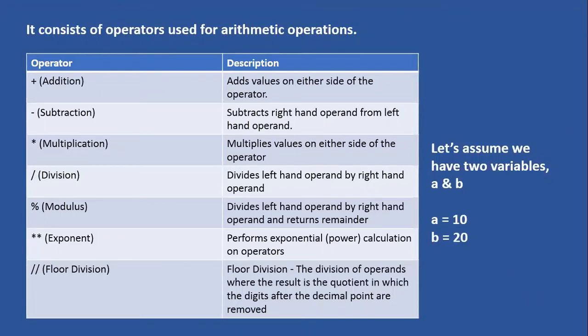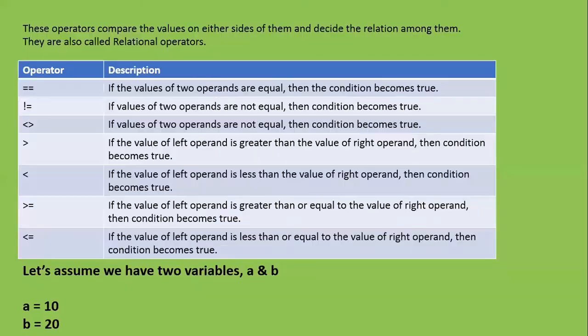Okay. So next we'll be going to what is known as your relational operators. So what a relational operator does is it relates two operands. The terms that you're using on the left hand and the right hand side of your operator are known as operands.